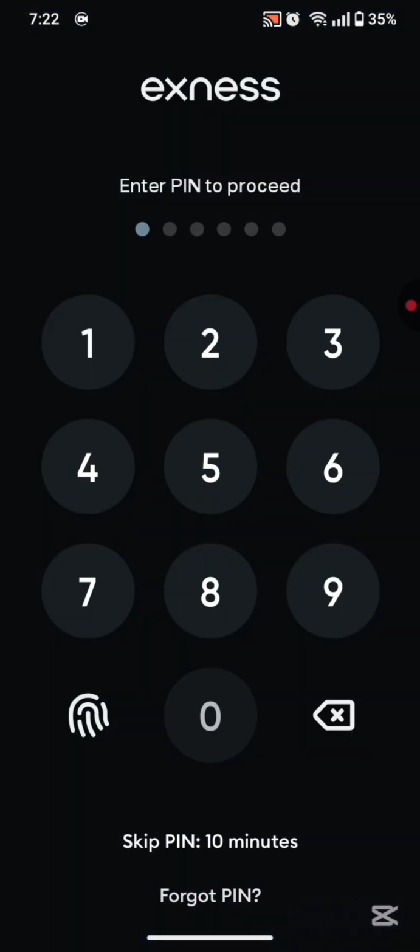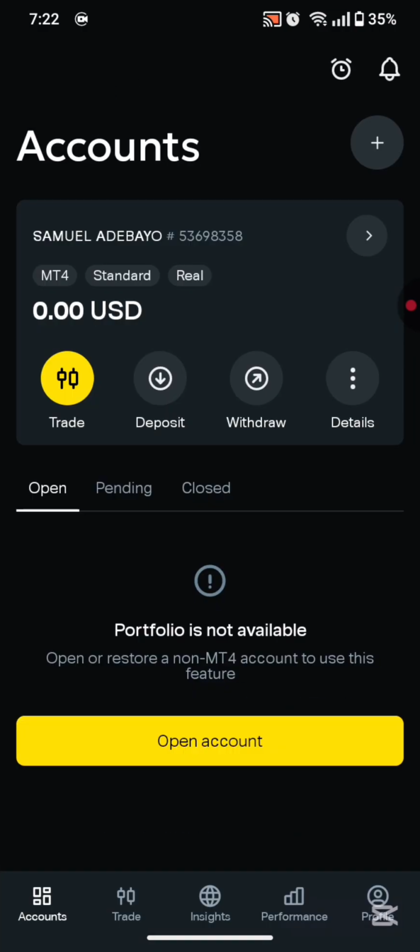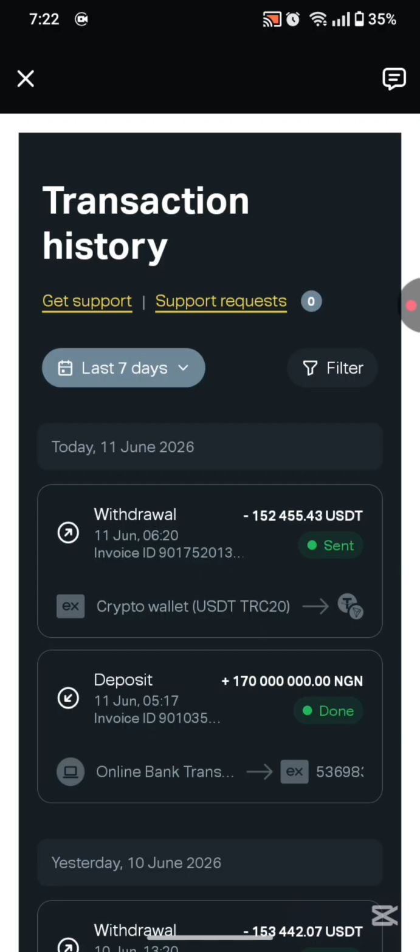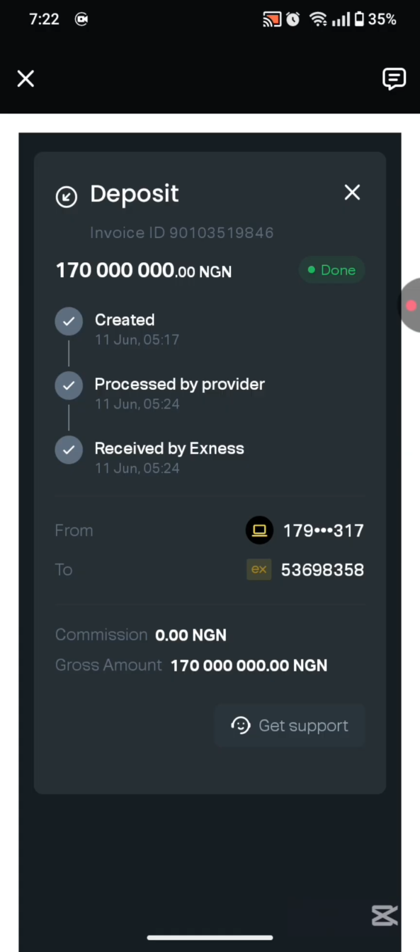So let me open my Exness. Okay, that's opened up. So first of all, as I always do, I'll show you guys my transaction history for today, the 11th of June 2026. Okay, so guys, this is our transaction for today. So remember I told you guys you are going to be buying USDT at a cheaper rate on this platform.